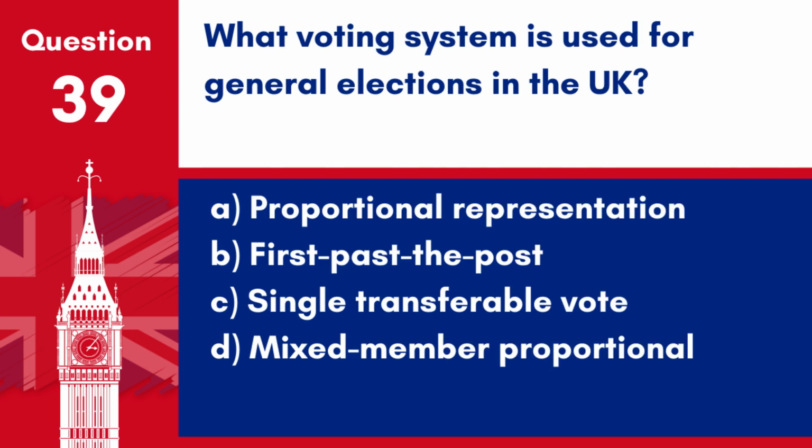Question 39. What voting system is used for general elections in the UK? A. Proportional representation. B. First past the post. C. Single transferable vote. D. Mixed member proportional. Answer B. First past the post. The UK uses the first past the post voting system for general elections.